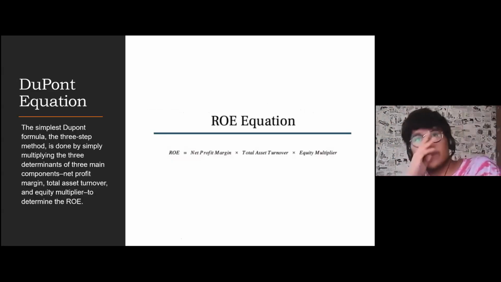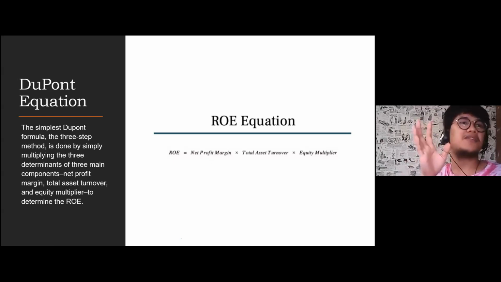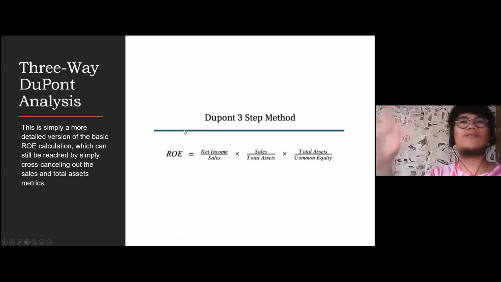So the simplest Dupont formula, the three-step method, is done by simply multiplying these three determinants, no? But we need to see a bigger picture on this one, no? We can see a bigger picture on this one. So this is the three-way Dupont analysis, no?